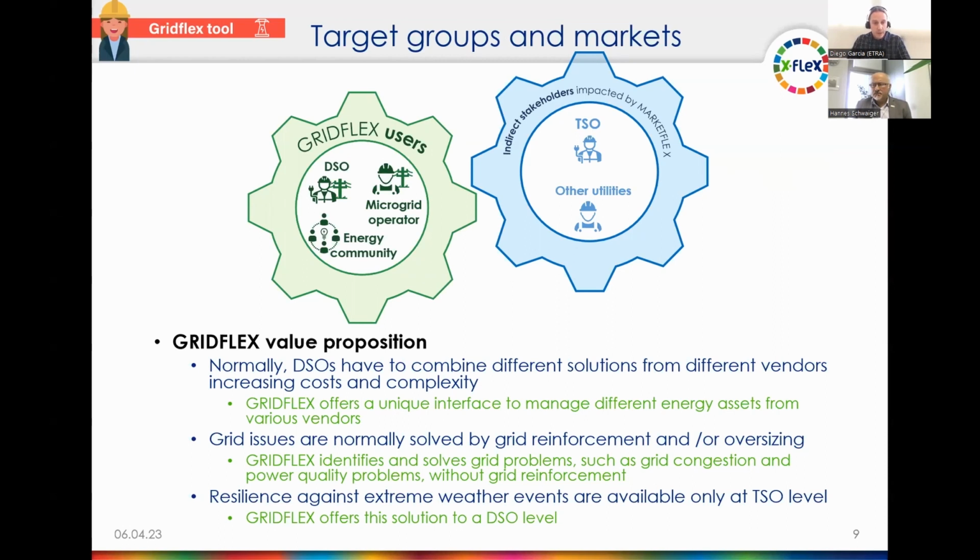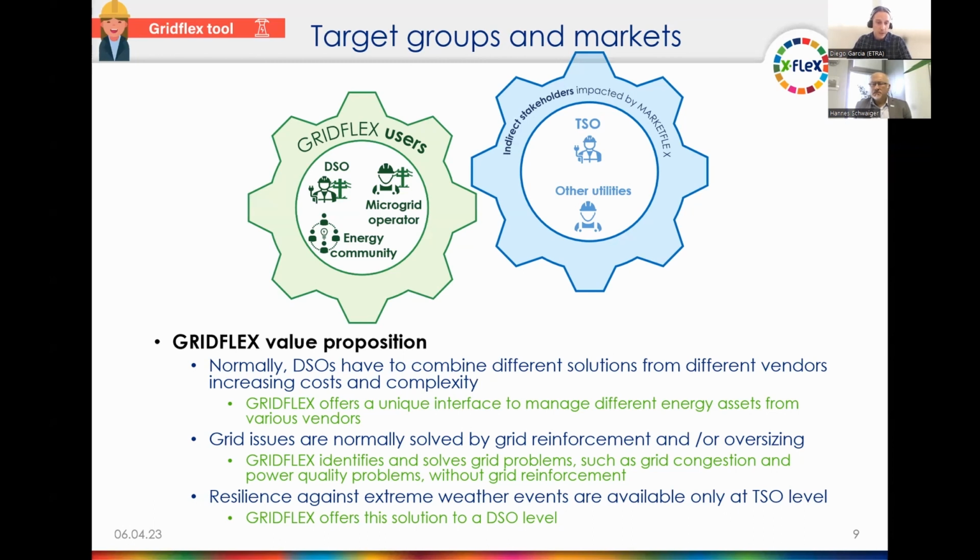The value proposition of the tool, well, we have some key aspects for this. Normally the DSOs or the grid operators have to combine different solutions from different vendors in order to have the complete visibility of the network. So normally they have a SCADA system, a GIS, and so on. And the idea for this tool is to integrate all the data from these systems or from the data sources and have everything in a unique interface that allows the management of these elements and the assets in the network.